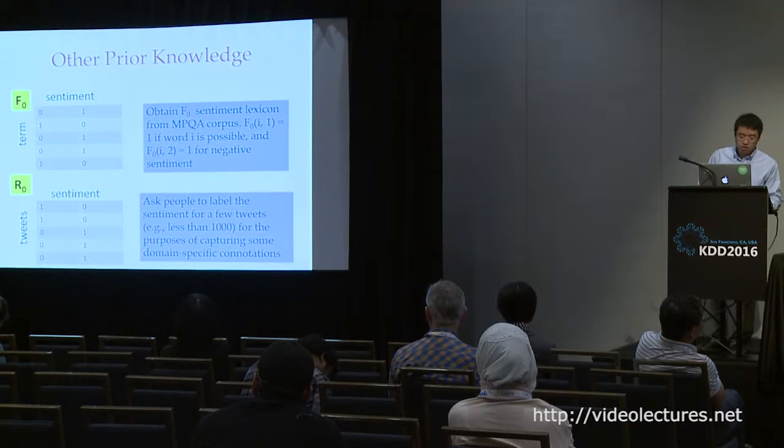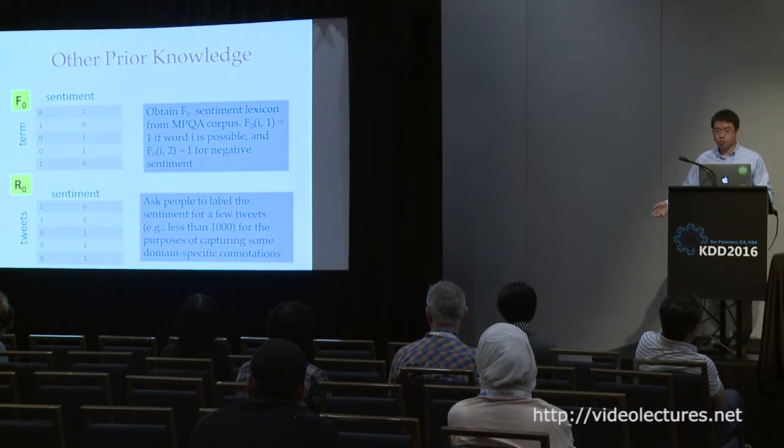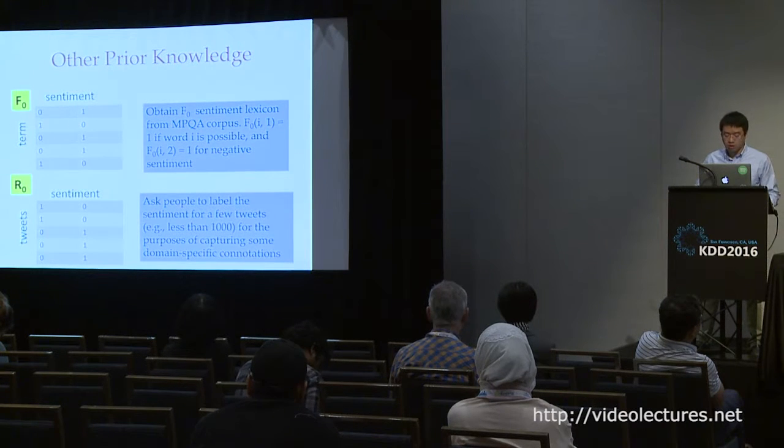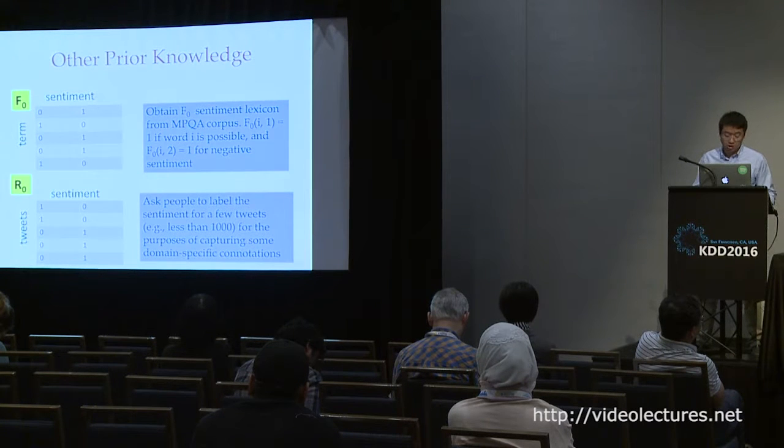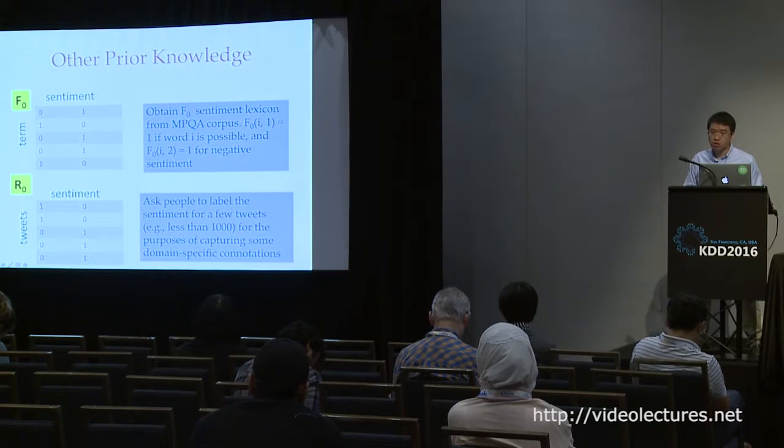And the last, the third prior knowledge, which is the tweet sentiment prior knowledge: we ask people to label sentiment for very few tweets, instead of a lot of tweets as in supervised learning. Essentially, for this semi-supervised learning, we ask people to label only a few tweets, say less than 1,000 tweets, for the purpose of capturing some domain-specific connotations. Again, each row in this matrix represents a tweet, and each column represents the sentiment of the tweet, either 1 or 0. 1 means positive, and 0 means negative, and so on.